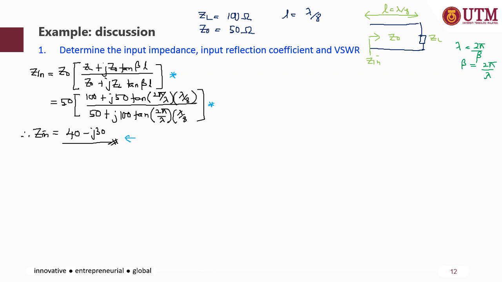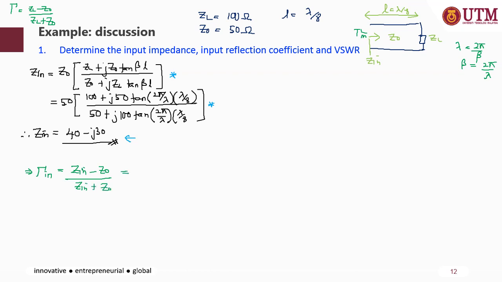Next, the input reflection. Okay, you should read the question carefully. If the question just asks you about reflection coefficient, so you know it is ZL minus Z0 divided by ZL plus Z0. But if it is input reflection coefficient, so you should consider the reflection coefficient at the input point. Okay, at this point in. So it is equal to Zin minus Z0 divided by Zin plus Z0.